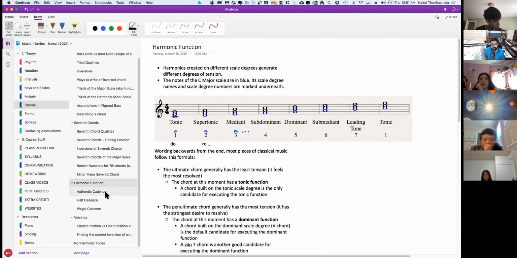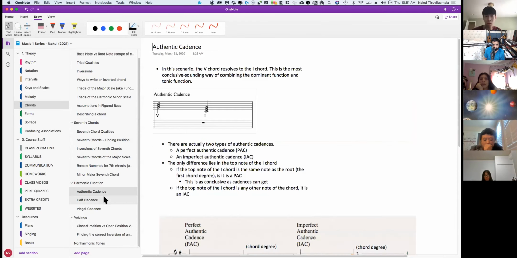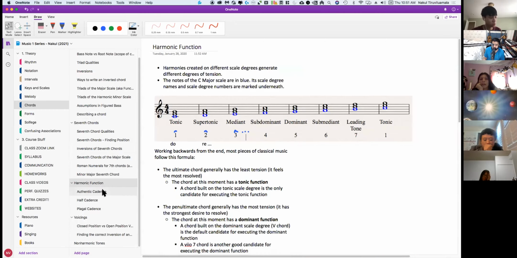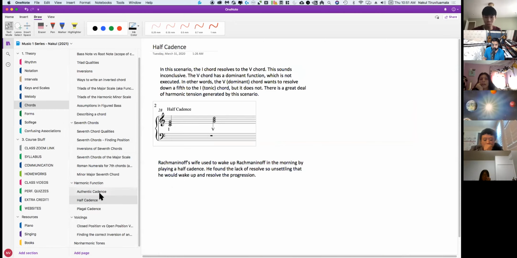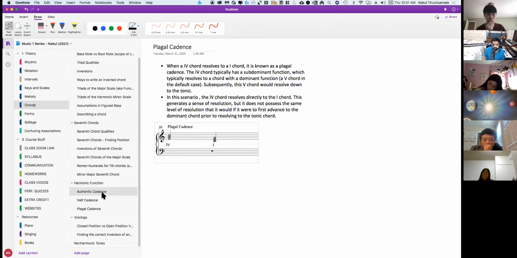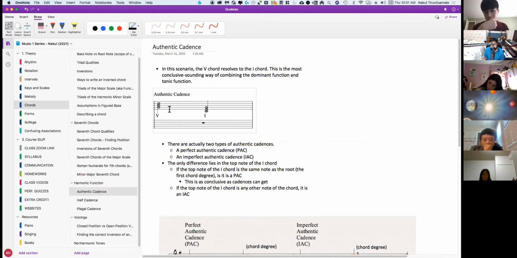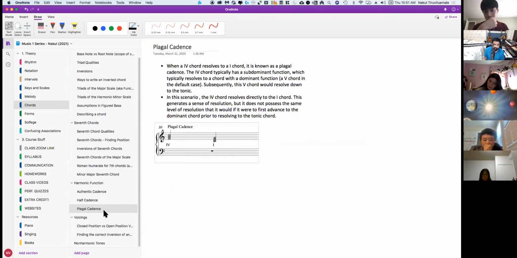So basically, if you want to get a head start on the two questions on your homework about cadences, just read this section on harmonic function. Authentic cadences, half cadences, plagal cadences. Basically, a half cadence is a 1 chord going to a 5 chord. An authentic cadence is a 5 chord going to a 1 chord. And a plagal cadence is a 4 chord going to a 1 chord. That's basically all you need to know to answer the question. It's on the homework, but we will talk more about the implications of different songs that have this information.